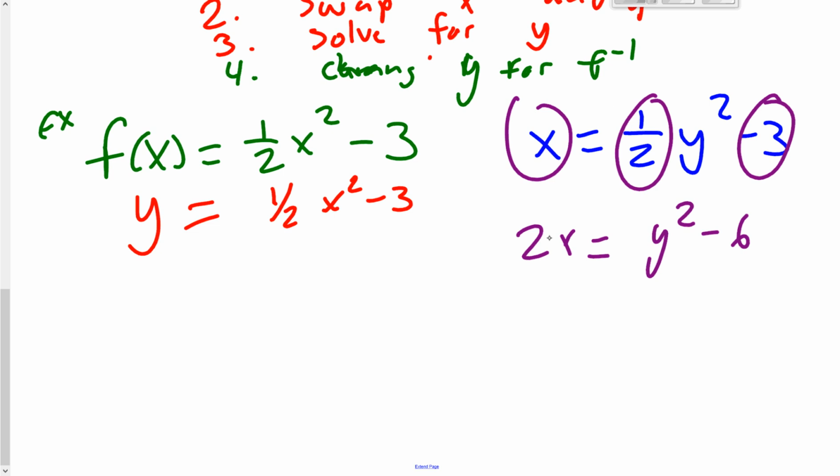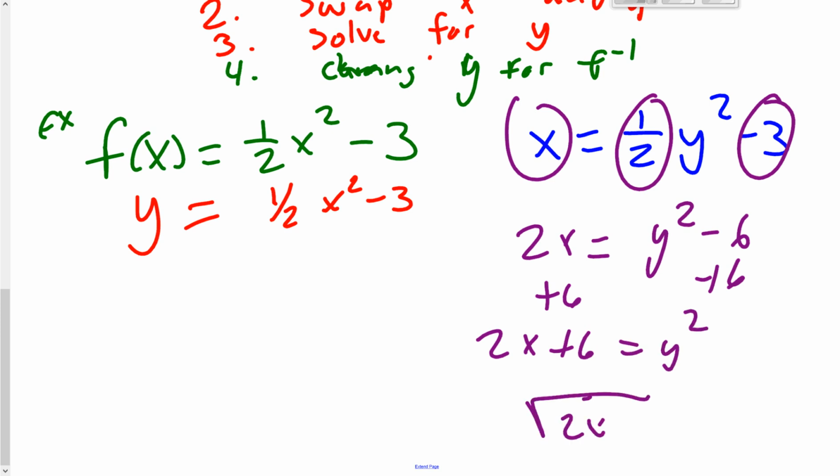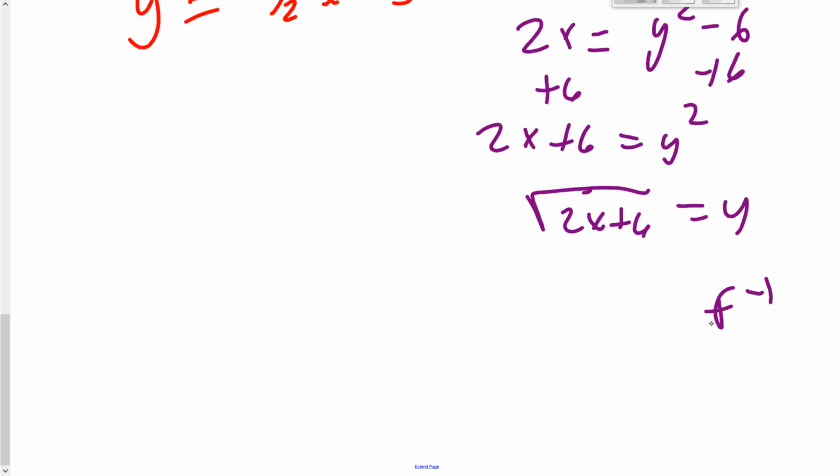You've got to multiply or divide depending on what that number is, right? This was a fraction, so if we multiply, that gets rid of that. Then we add 6, so I get 2x plus 6 equals y squared. You can get rid of the squared by square rooting. And so there's our answer, and then we can switch that y to f inverse of x. And so that's how you solve for the inverse.